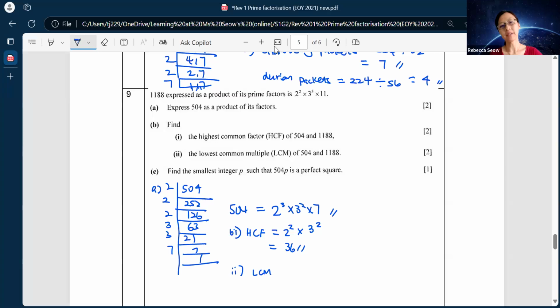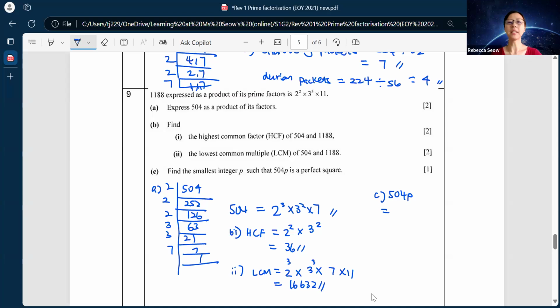Find the LCM of the numbers. So we put in all factors. So we have 2 times 3 times 7 times 11. 2 to the power of 3 multiplied by 3 to the power of 3 multiplied by 7 and 11. Okay, so this will be the answer. And oh yes, we need to multiply this out, and that will give us 16,632.